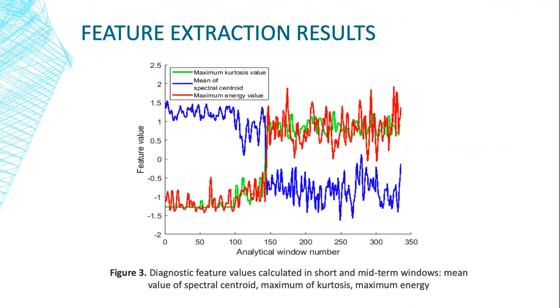So the first step result is feature extraction. Here we have diagnostic feature values that were calculated in short and midterm windows. Here we demonstrated several of them: the mean value of spectral centroid, maximum of kurtosis, and maximum of energy. The first one is a statistical parameter on the midterm window, and the second is a time-frequency statistic on the short-term sliding window.